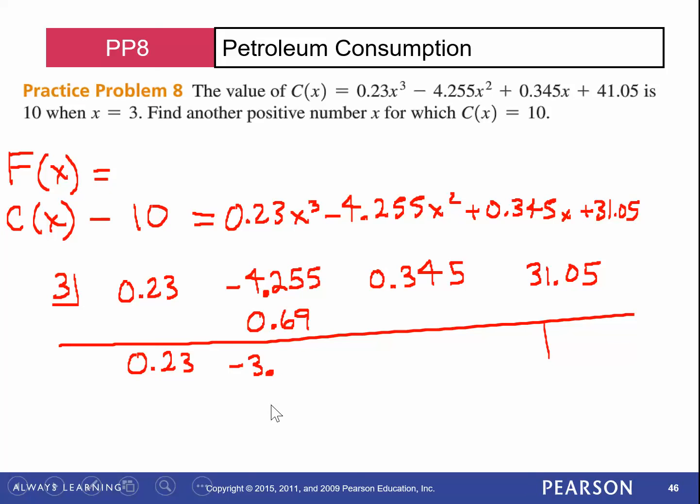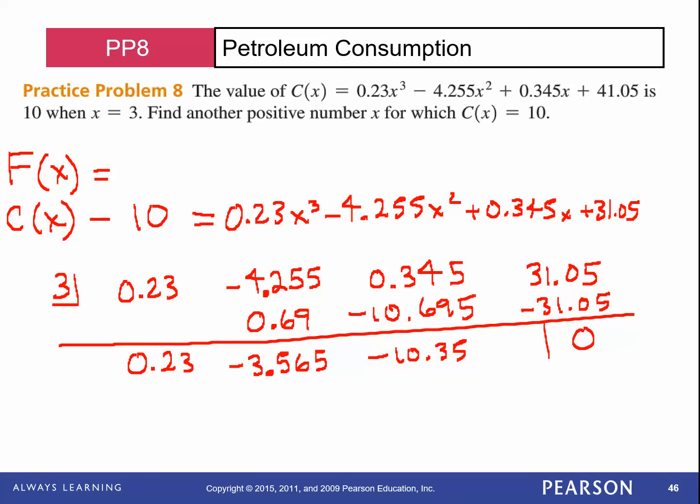So as I add down, it gives me a negative 3.565, multiplied by 3 gives me a negative 10.695, adding down, and multiplying to the next column, and get yourself the 0. All right, why was that important? Because I needed this polynomial right here. So this is x cubed. Now I know I'm in x squared. So 0.23 x squared, negative 3.565 x, minus 10.35 is my leftover polynomial.